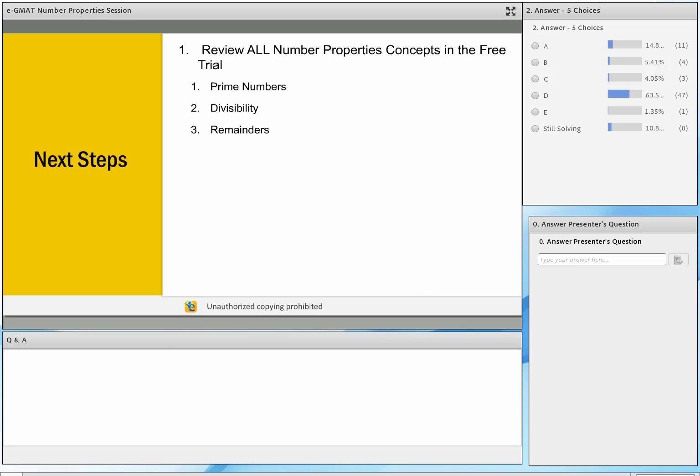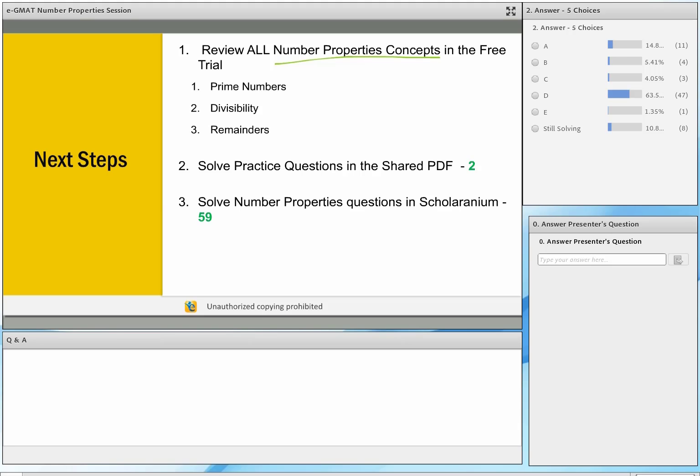Okay. So as next steps, what I would recommend for those of you who are not as yet e-GMAT students is to take a look at all the number properties concept files that are available to you in the free trial. And then definitely solve the practice questions that I'm going to share with you in the PDF, and solve number properties questions that are available to you in your free trial of Scholaranium.